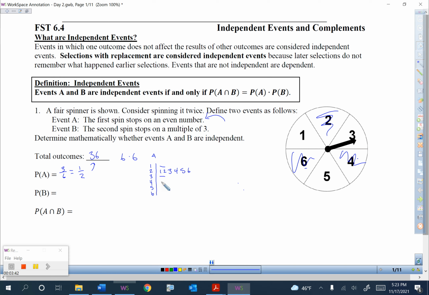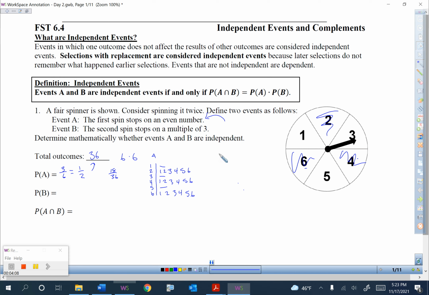Same thing, 3 doesn't work. 4: 1, 2, 3, 4, 5, 6. All of those would work. Nothing with 5. And then 6: 1, 2, 3, 4, 5, 6. These leaves represent 2 with 1, 2 with 2, 2 with 3, and so on. So if we count up the leaves, there are 6, 12, 18, and 18 over 36 gives you that same 1/2. This is actually better for when we go to talk about the last part. It's a little bit messier. You can definitely get the probability just thinking about the first spin, but this may help us with the intersection.